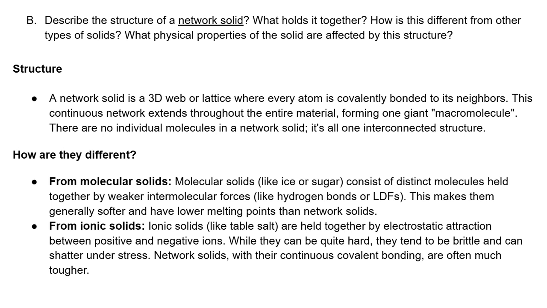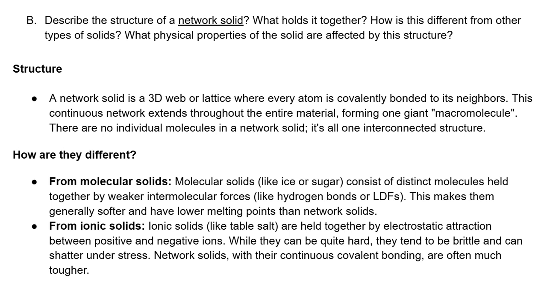So a molecular solid has individual molecules that are held in place by intermolecular forces. For example, water ice that we just talked about is held together by hydrogen bonds, or if you have something weaker, like hydrogenated vegetable oil, that type of solid can be held together purely by London dispersion forces. So the intermolecular forces holding together molecular solids are much, much weaker than covalent bonds. Because of that, they are generally softer and have much lower melting points than network solids.